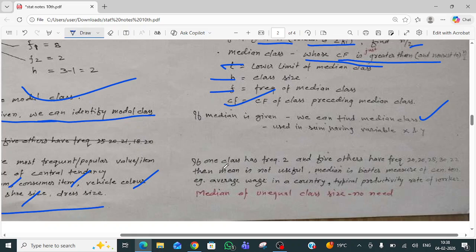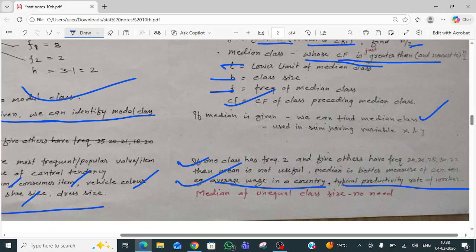Now, if one class has a frequency of 2, like two students scored between 10 and 20, and other classes have very high frequency, then the mean is not a useful measure of central tendency. The median is the better measure of central tendency. If the variation in the data is big, the median is better. Where do we use the median in real life? Average wage in a country and typical productivity rate of a worker are two examples.